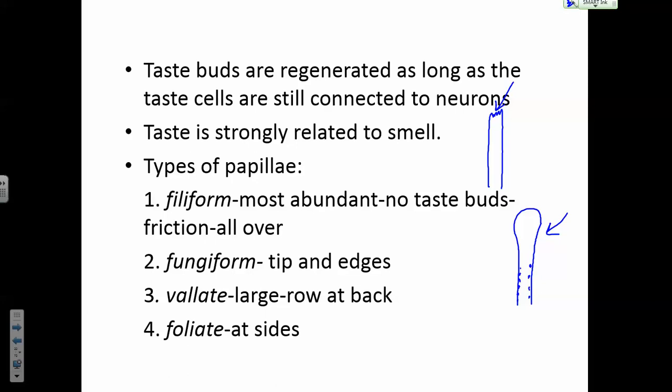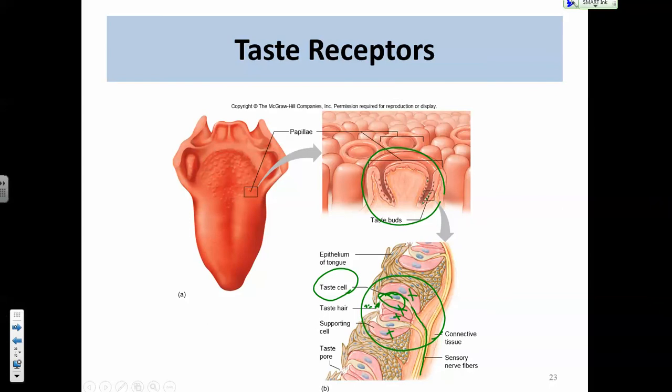Right. Vallate papillae, that was that weird one we saw on that picture. I can't draw that one. You can see it real well here. I've circled it in green at the top picture. So it's kind of like a fungiform with a ring, another one around it. But you see there's a lot of taste buds associated with it.